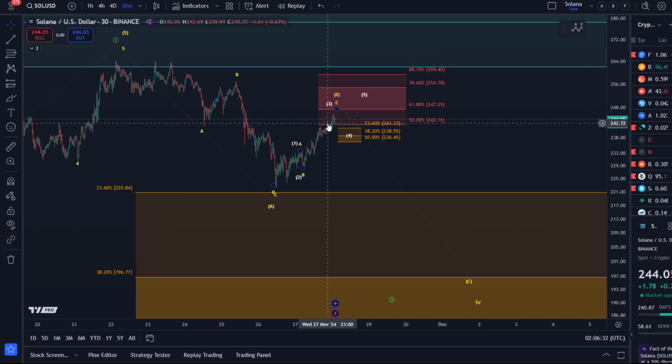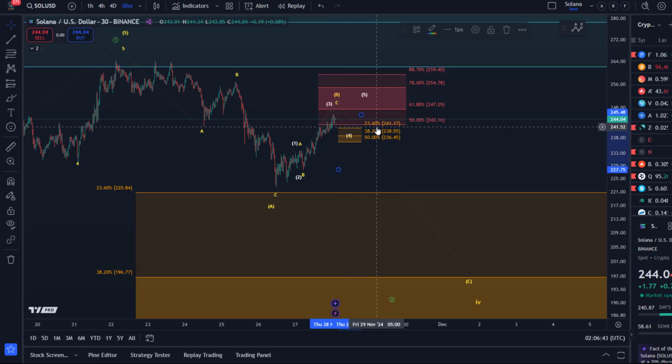So we're at a key decision point now. Next resistance at $247.29, then $254.78 and $259.40. And as we go higher, I will adjust this support area because it has to climb with the price. It's a bit like a trailing stop.